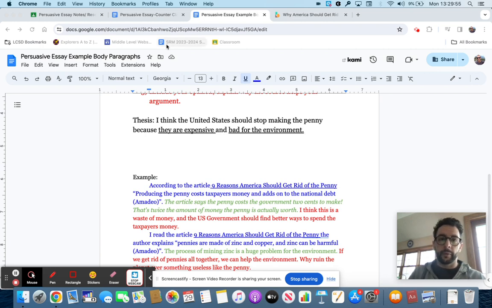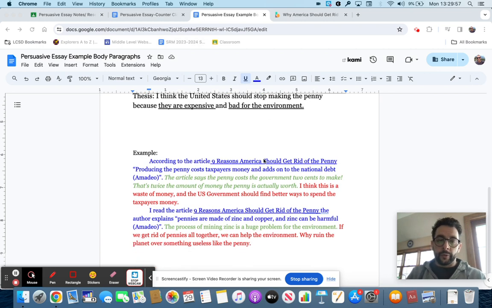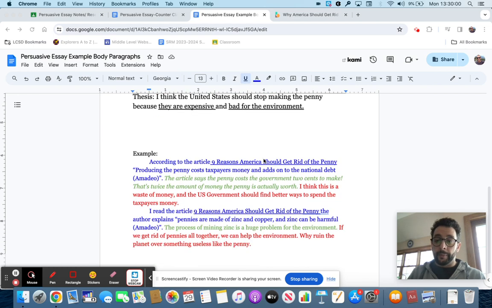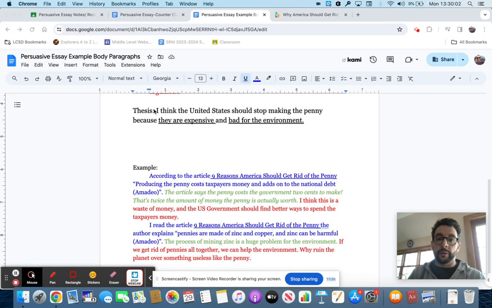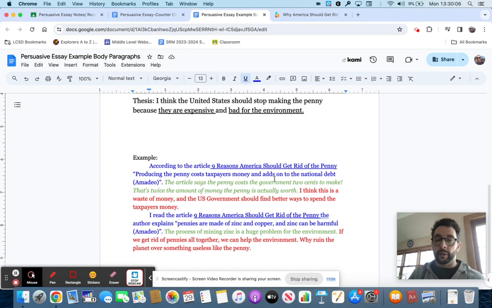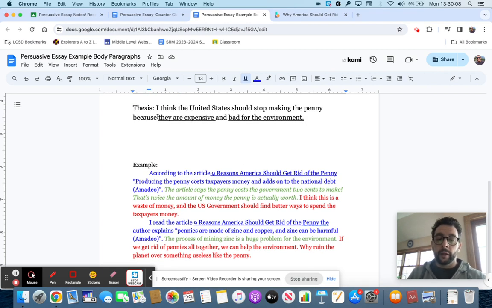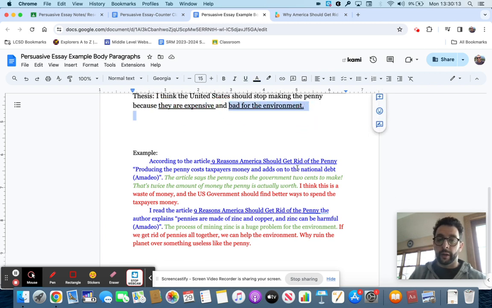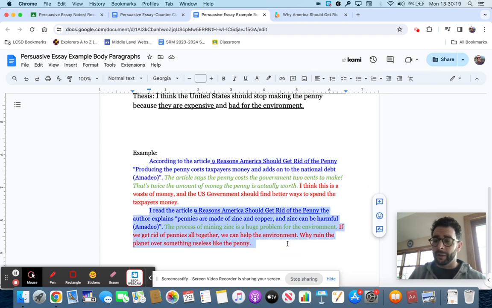As an example. So, first thing when you're writing a body paragraph is that you need to make sure that your thesis and the main ideas are in the same order. So, my thesis right here says that they're expensive and they're bad for the environment. So, my very first paragraph is going to be talking about how they're too expensive, the pennies. And my second paragraph is going to be talking about how they're bad for the environment. Most of you have a really good start.